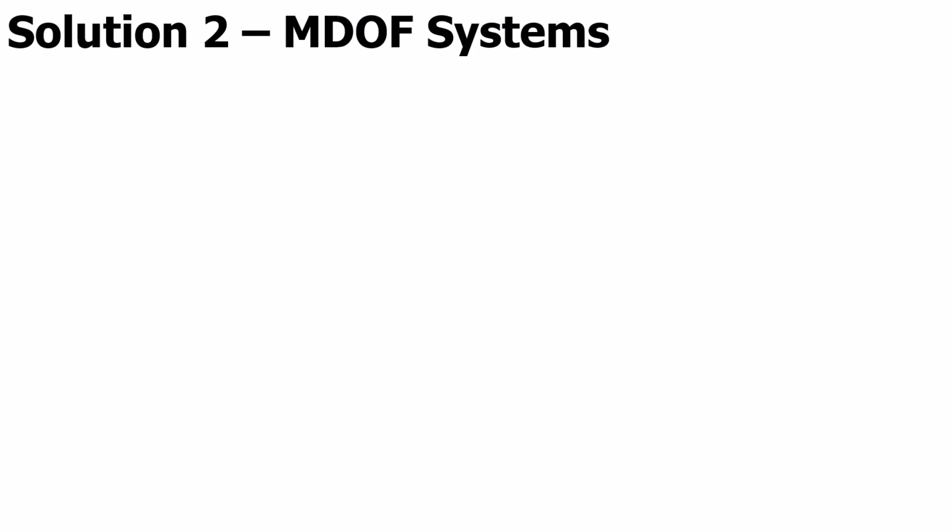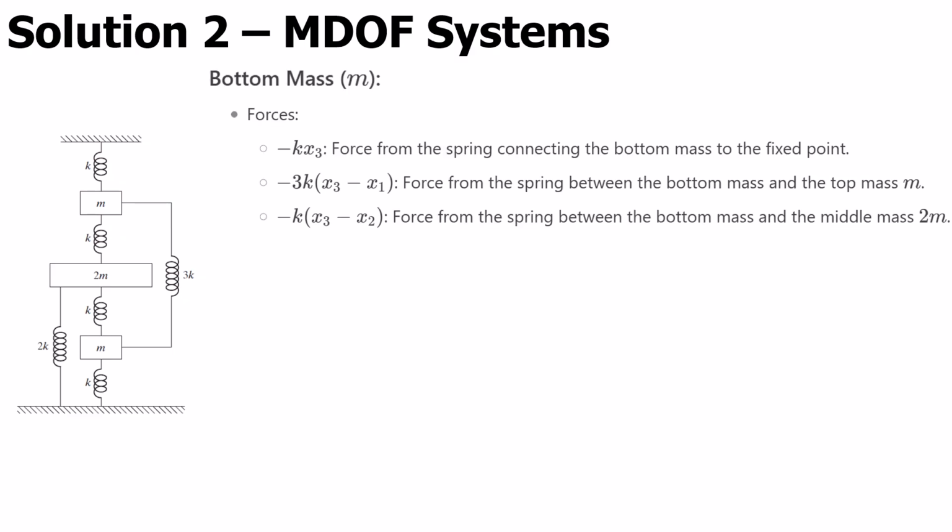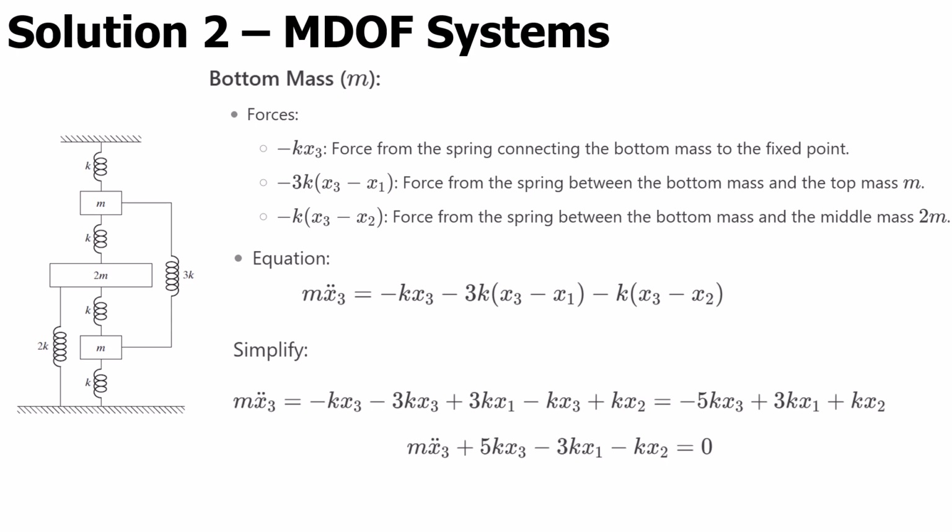Finally, let's examine the bottom mass m. The forces acting on it include the restoring force from the spring K attached to the fixed point, the coupling force from the spring 3K connecting it to the top mass, and finally a coupling force from the spring K connecting it to the middle mass. Applying Newton's second law, this is what we get, and we simplify and rearrange, and that is the result.